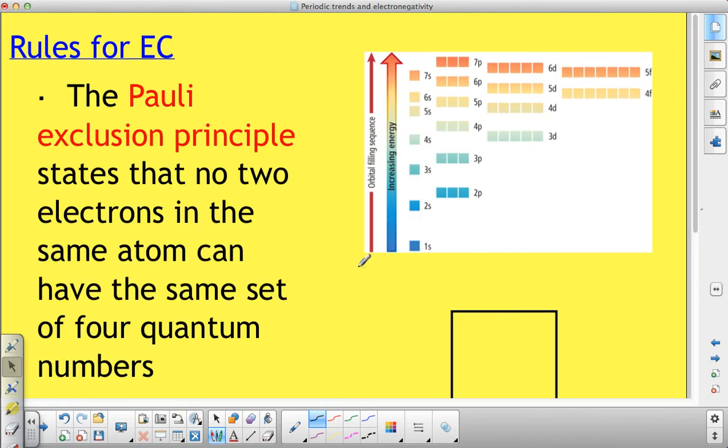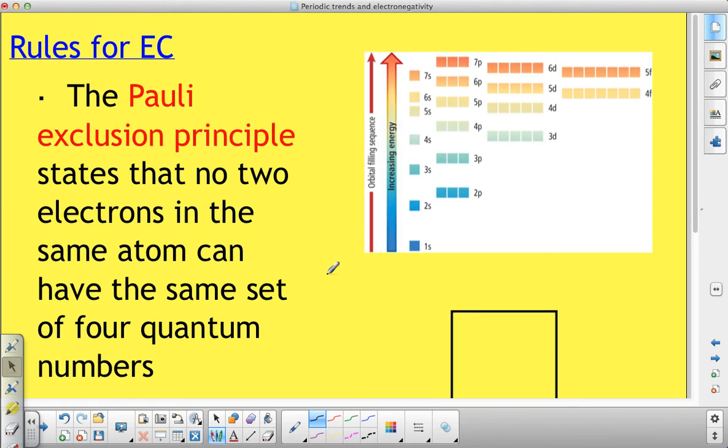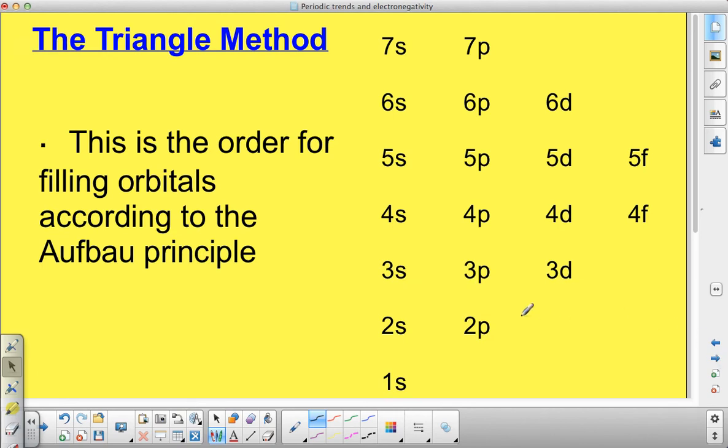Okay, so rules for electron configuration. The Pauli exclusion principle states that no 2 electrons in the same atom can have the same set of 4 quantum numbers. So as we were talking about before, you have to fill up each orbital before you move on to the next level. There's this thing that we call the triangle method, and if you wanted to write these out, you can, but this is kind of how they fill up.